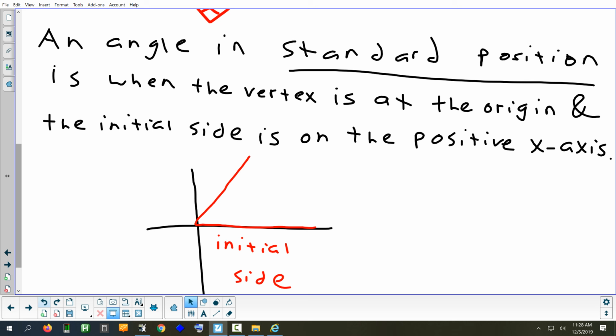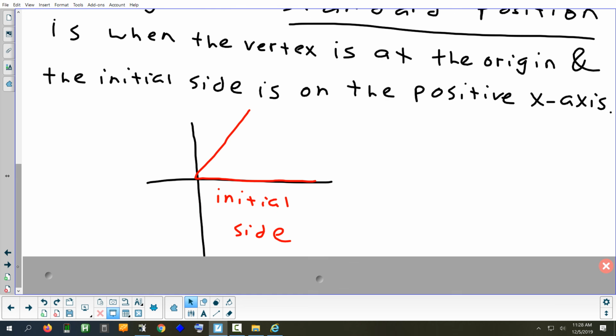Okay, so what we're going to be doing in a little bit is I'm going to have you guys sketch angles in standard position. I'm not looking for you to get a protractor and sketch it perfect. I'm looking for an approximation. So if something's 120, you should draw it a little bigger than 90. It's just a rough sketch. That's all.